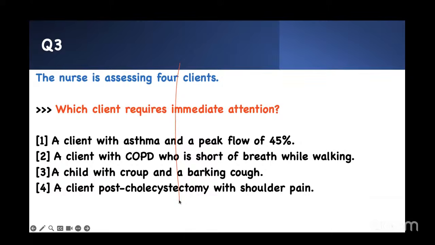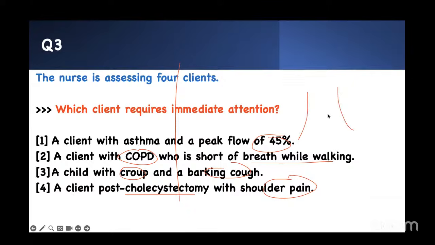A client with asthma, what? With the peak flow of what? 45. What do you think? A client with what? COPD, shortness of breath when you're walking. I have croup and I have barking cough. I just had my gallbladder removed, cholecystectomy, and I have shoulder pain. Bring your content. Relax, step back. Don't have tunnel vision. Open, look at each situation, analyze them, then figure out what the problem is.